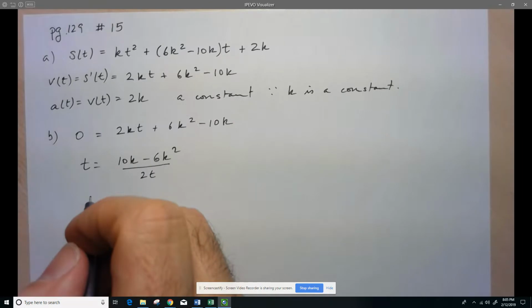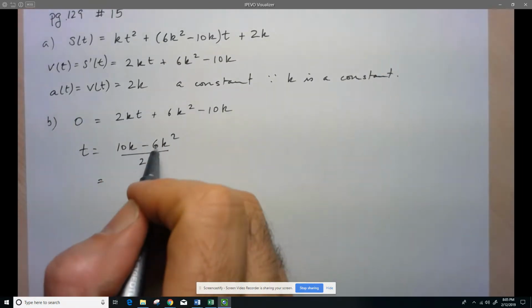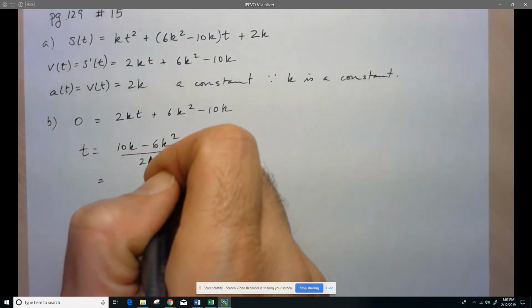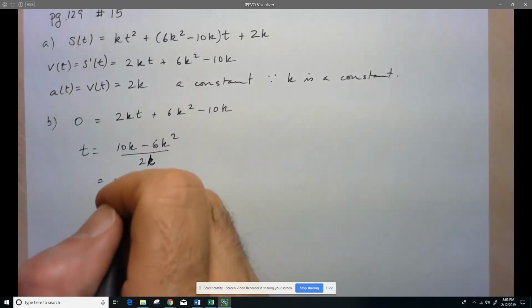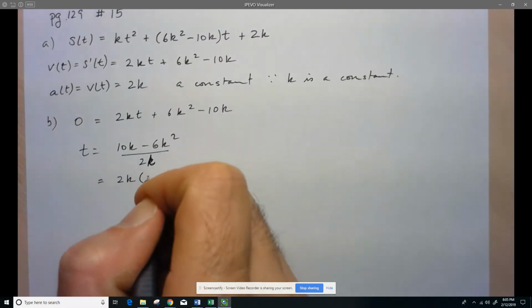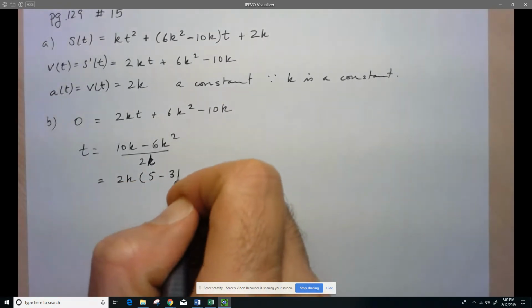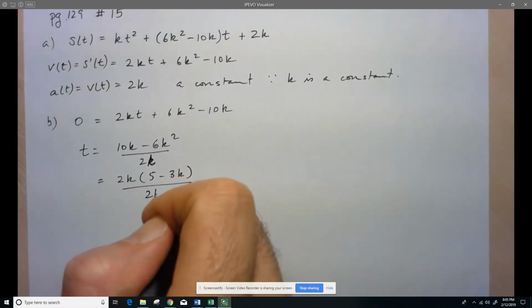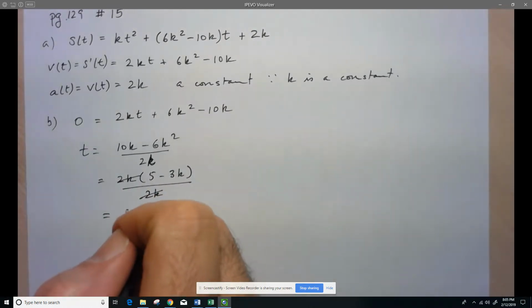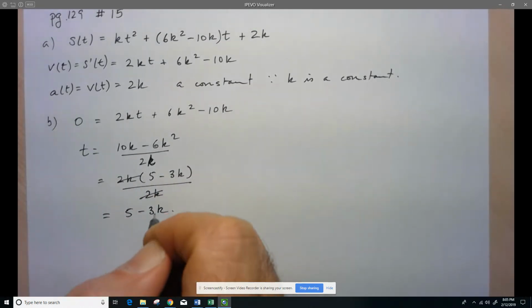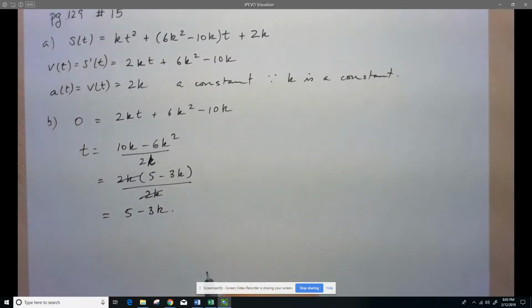All right, and this can be simplified a little more. So let's, this should have been 2k. Sorry about that, because that's the coefficient of t. So I'm just going to factor out a 2k in the numerator, which I can. So here we're left with 5 minus 3k over 2k, and there you go, those reduce, and so the time at which the velocity is 0 is given by 5 minus 3k, where k is that constant that they refer to at the beginning. So now what we have to do is to determine the position at this particular time value when the velocity is 0.